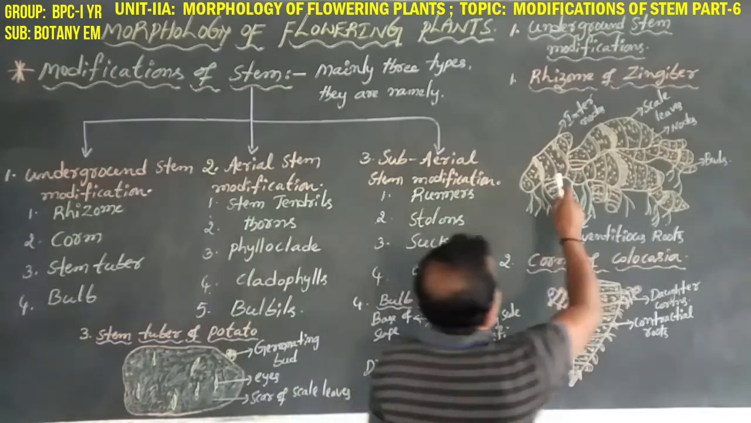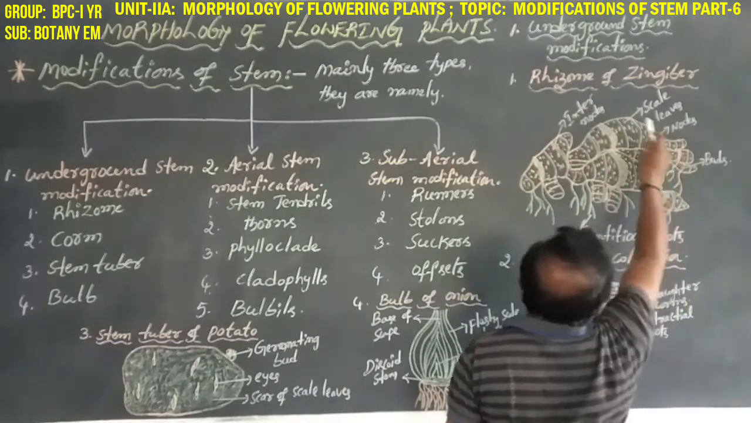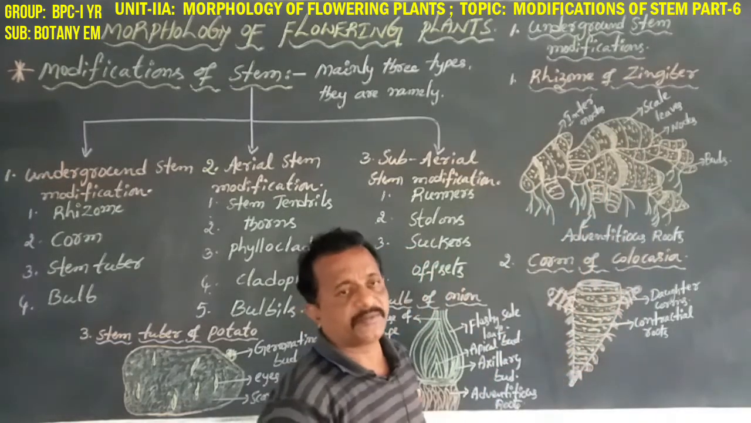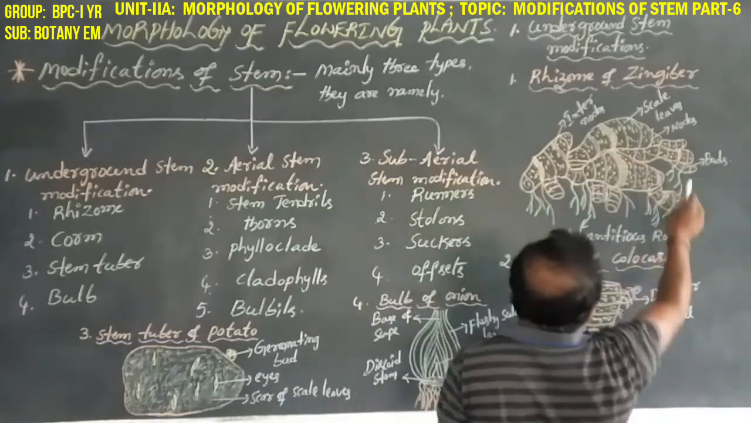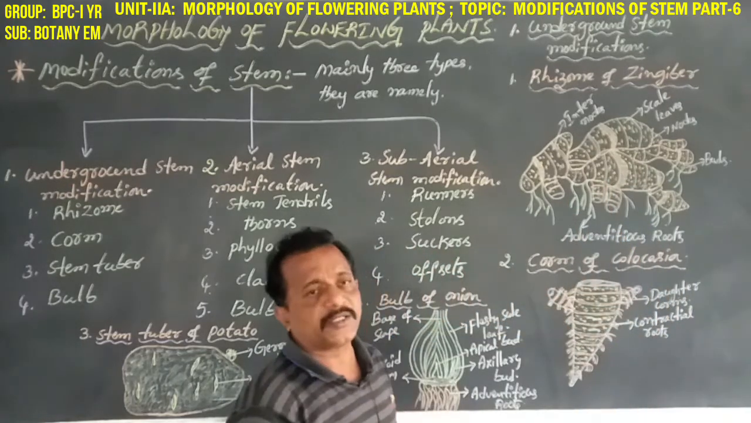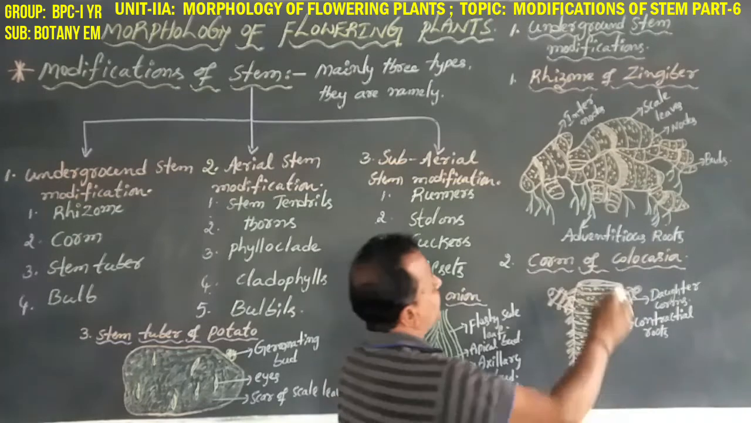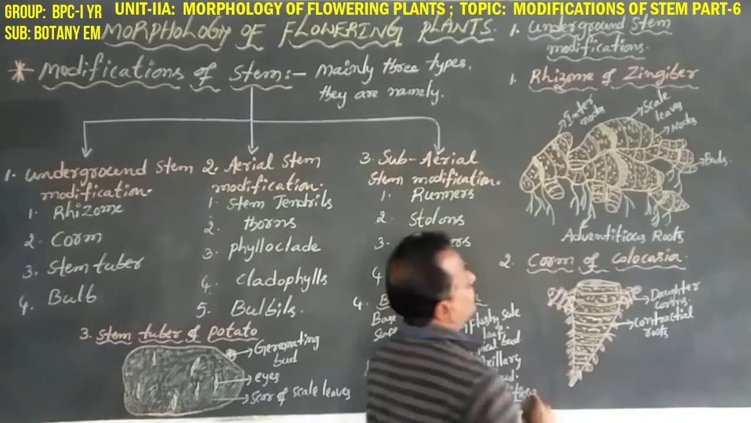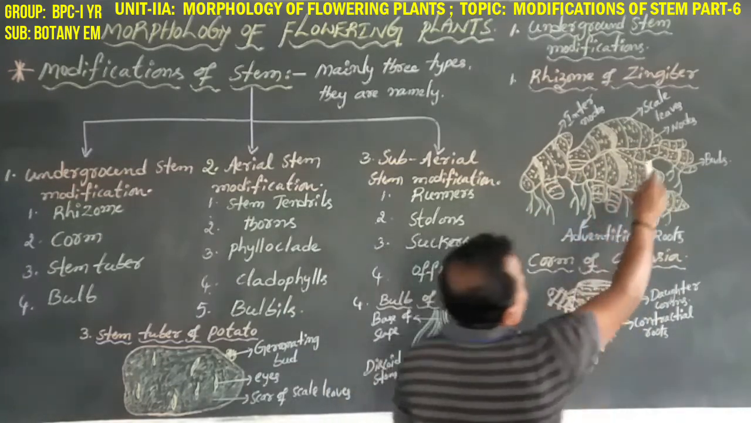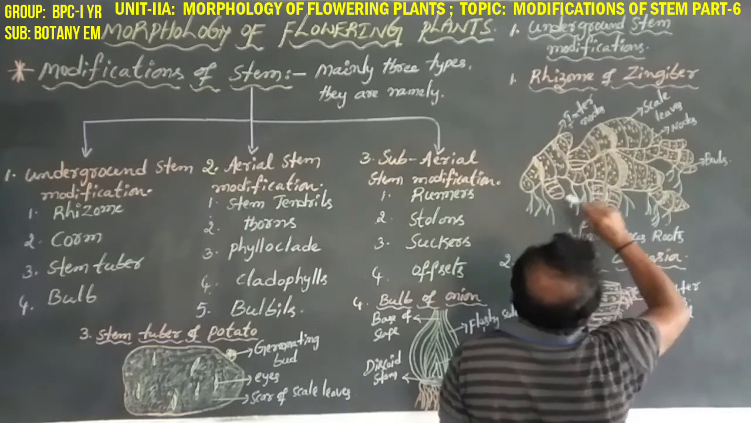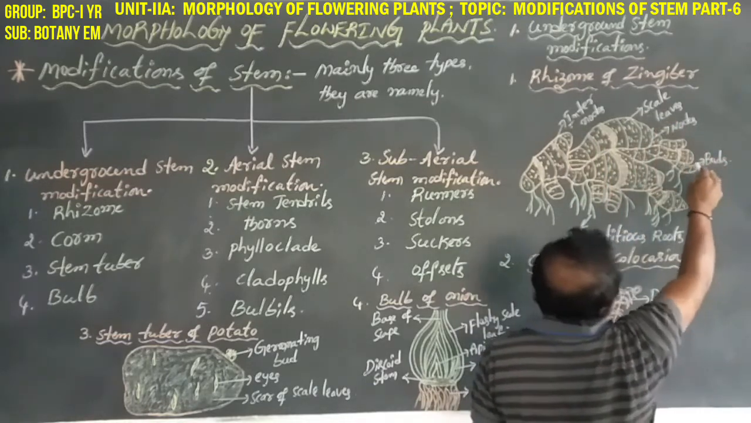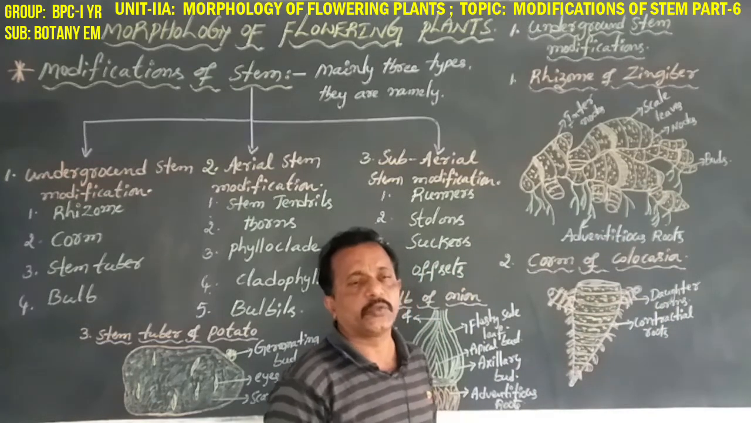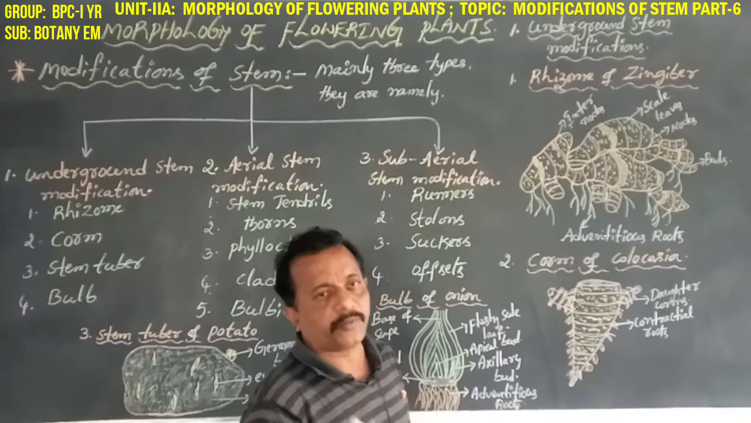So dear students, this is a rhizome of Zingiber or ginger. It is an underground stem. It always grows in the soil. It is a branch. This rhizome contains nodes and internodes, and also scale leaves, buds and adventitious roots, which help in vegetative propagation.